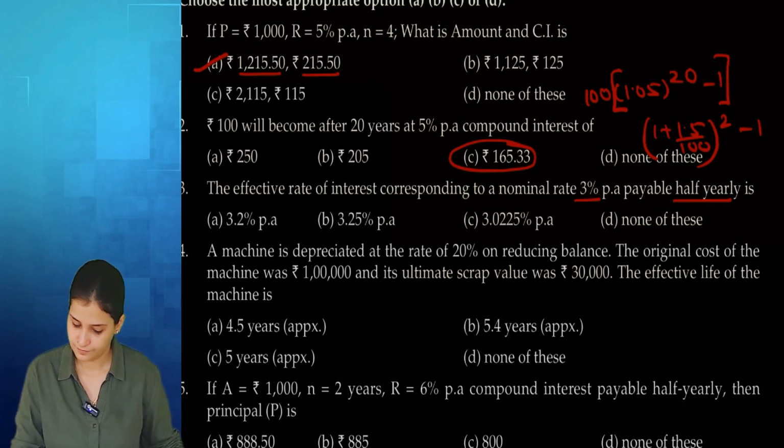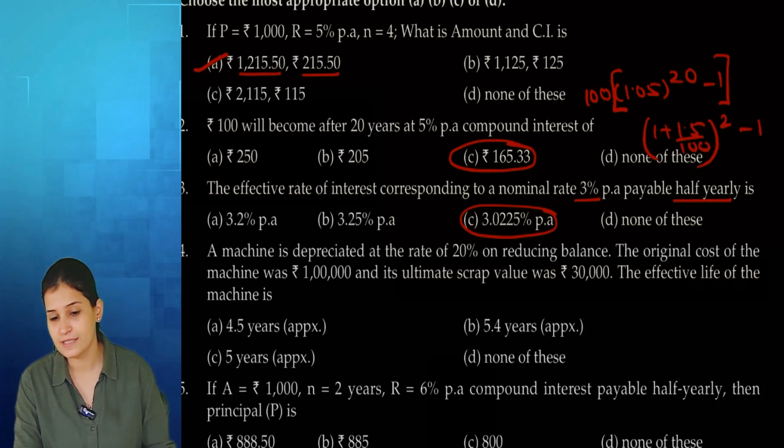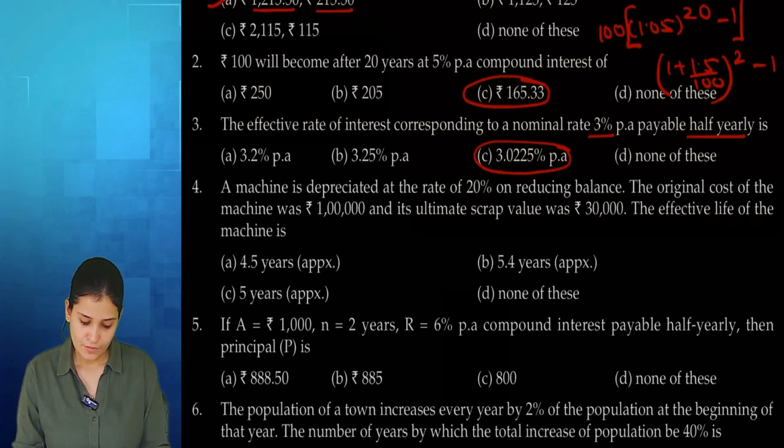Option C, 3.0225. Rest of you, we just discussed this. Have you all done that? Yes, ma'am. Any doubts still here? No, ma'am.